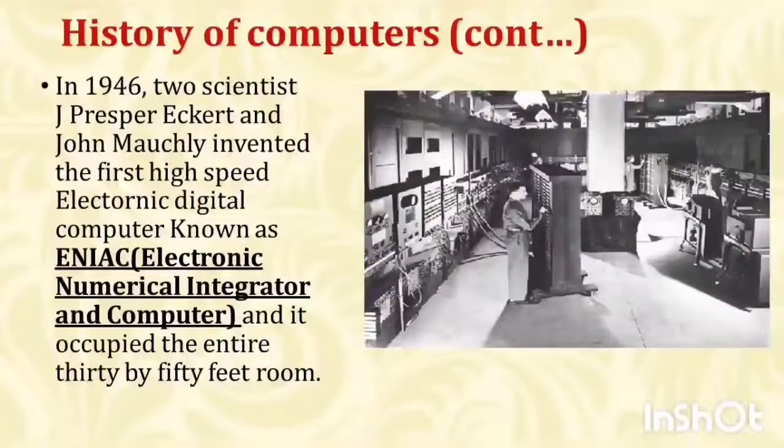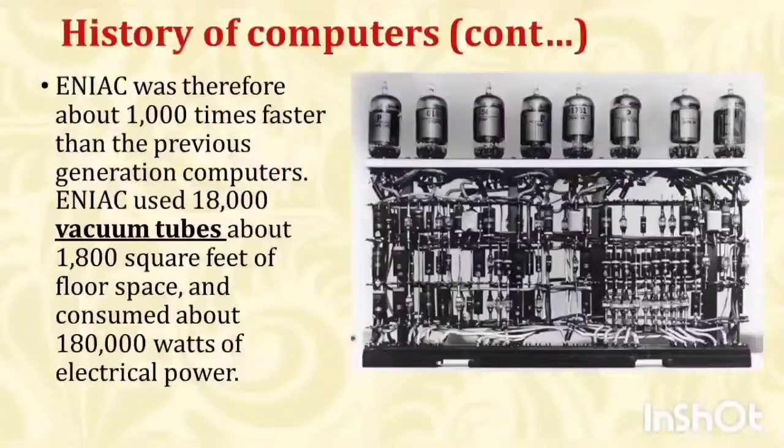Next, in 1946, two scientists, J. Presper Eckert and John Mauchly, invented the first high-speed electronic digital computer known as ENIAC, the Electronic Numerical Integrator and Computer, and it occupied an entire 30 by 50 feet room. As you can see in the image, see how big it is. ENIAC was about 1000 times faster than the previous generation computer. ENIAC used 18,000 vacuum tubes. You can see an image of a vacuum tube on the right side.